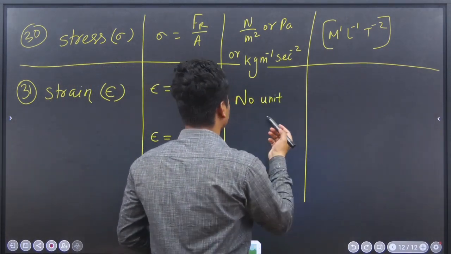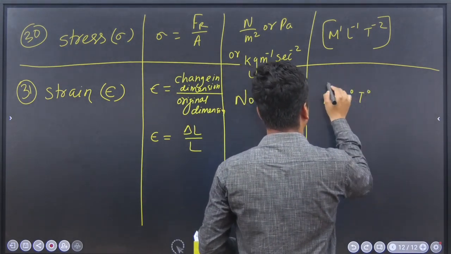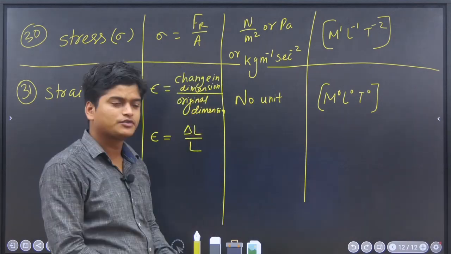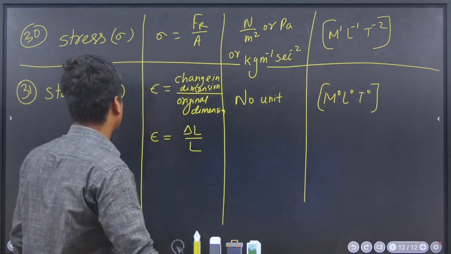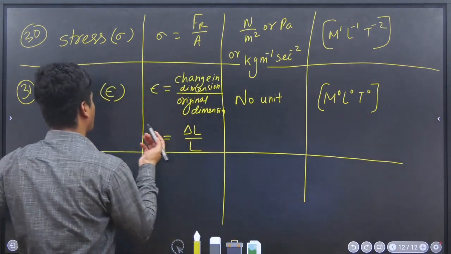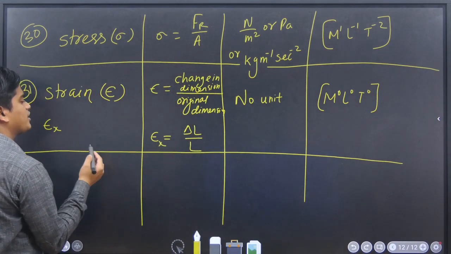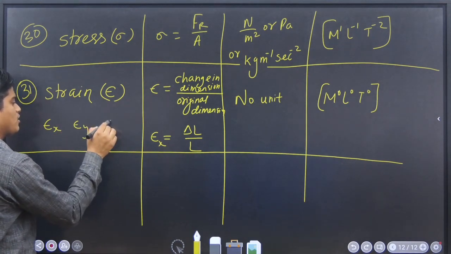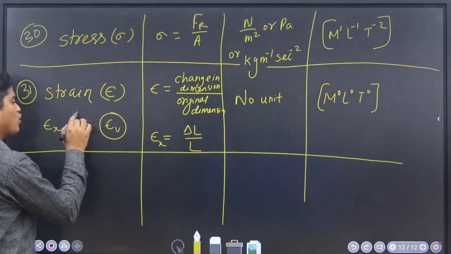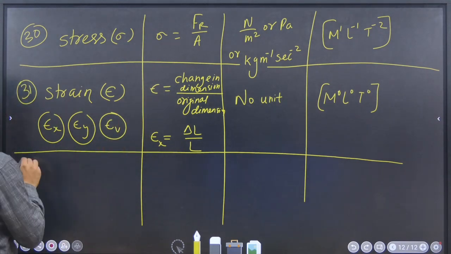So it will have no SI unit. But dimension also, if you want to check, if you know the unit, then dimension also will not come. So M0 L0 T to the power 0. Okay. So here no unit and no dimension. So this is the strain. There are different types of strain, that is longitudinal strain. Okay, you can write epsilon x also, lateral strain, or basically volumetric strain. All types of strain will have no unit or no dimension.